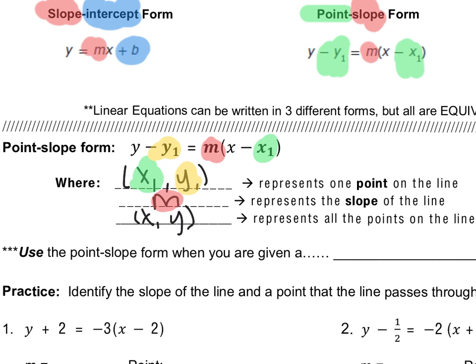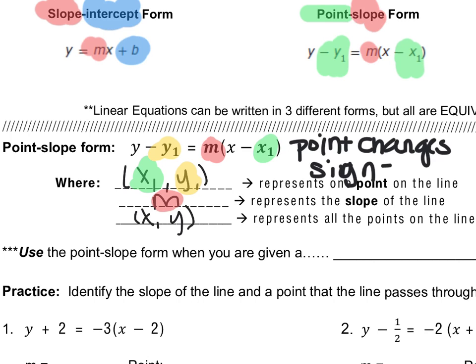It's very, very important that you notice something. You need to notice that the point changes signs. It's super duper important that you notice that. So, for example, here, in the formula it says minus y1, but down here my y1 is positive. So that means if y was positive in the ordered pair, it's negative here. If x was positive in the ordered pair, it's negative over here.